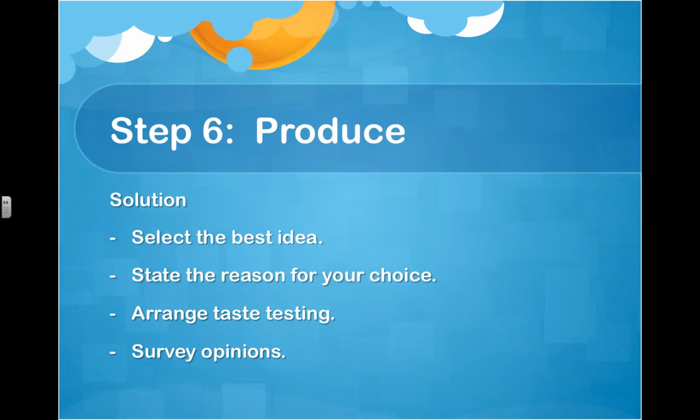Then step 6 is to produce. Okay, we're going to produce the concept. So the solution to the design brief, we're going to select the best idea, state the reason that you've selected that one as your best. You need to know yourself and be convinced yourself that it's the right choice. Cook some of the food that you would serve and arrange a taste testing.